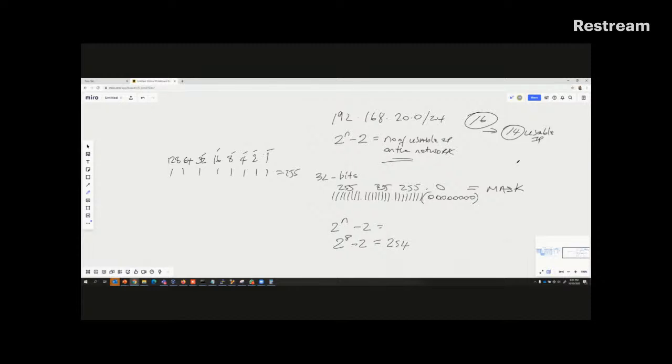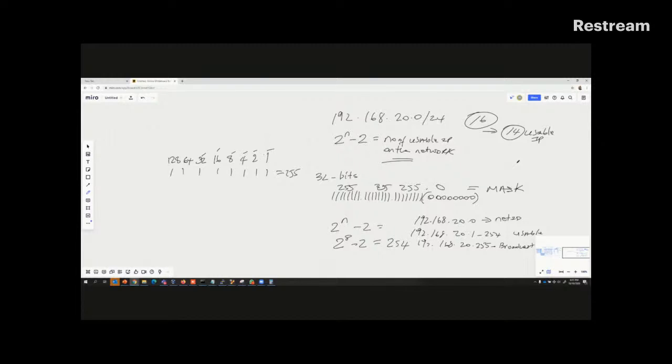The first IP in this block is 192.168.20.0, which is not usable as this is the network ID. We have 192.168.20.1 all the way up to 20.254, which are usable. And then we have 192.168.20.255, which is not usable. That's the broadcast address.